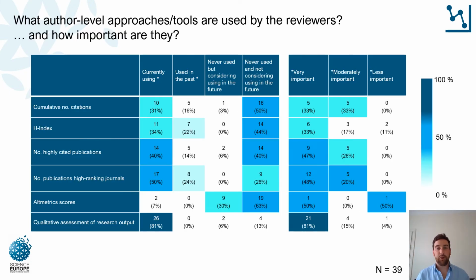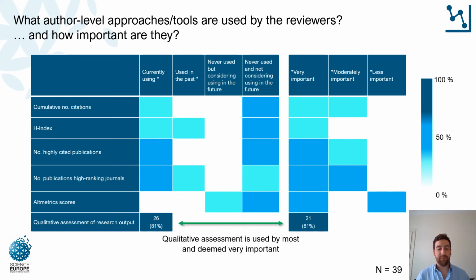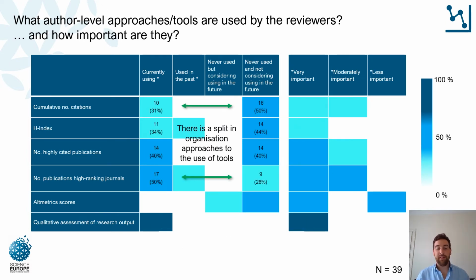Looking specifically into the author-level approaches used by reviewers in assessment processes, we find that qualitative assessment is the most prevalent approach used and is deemed very important by those that use it. For quantitative tools, there is a split in response between those that use metrics and those that don't and are not considering doing so in the future. There was, however, mention by several respondents of a difficulty in guiding reviewers in conducting qualitative assessments and not relying on quantitative metrics where this is their policy. And this links to the common challenge described of the effort burden placed on external reviewers in such processes.